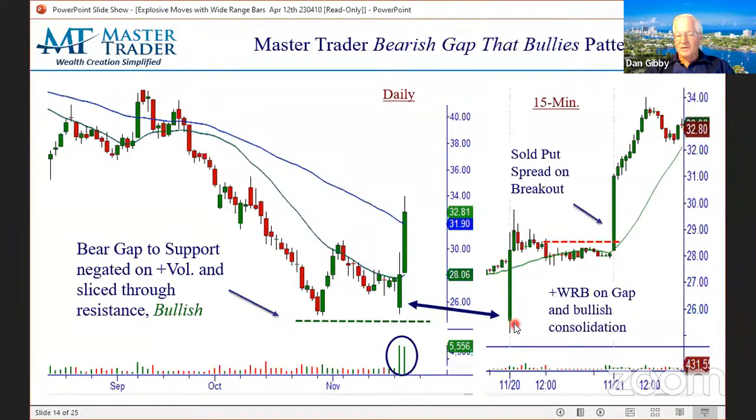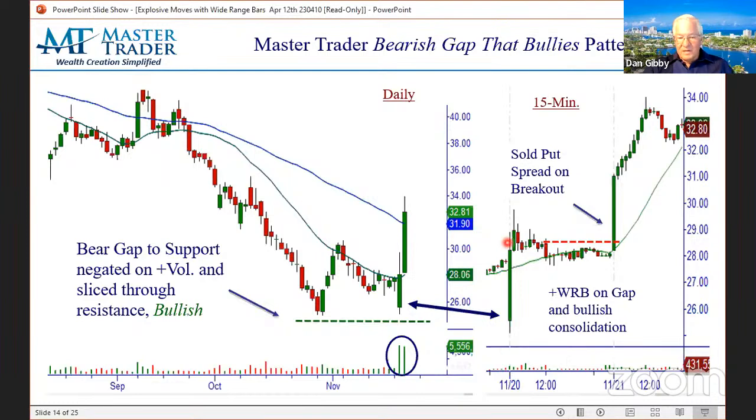And look what happened here on the bearish gap down on the 15-minute chart. Wide range igniting bar that negated the bearish gap down. That's what we just call that, a bearish gap that bullies. So when I see one of these, just like every other pattern we see, that doesn't mean, oh, it filled the gap, let me buy it.